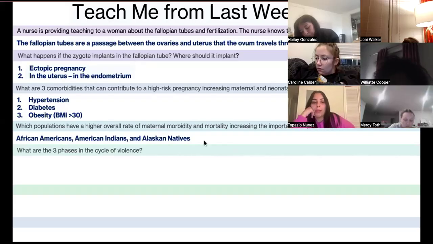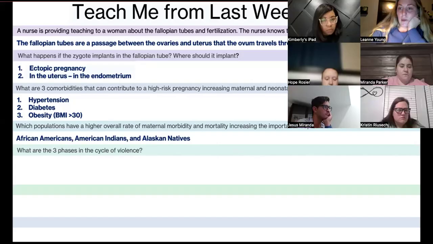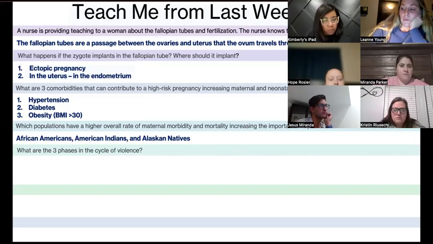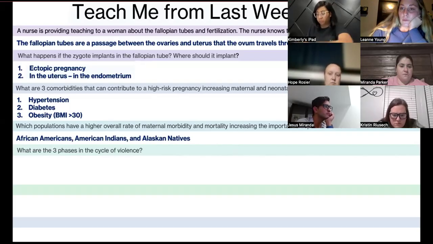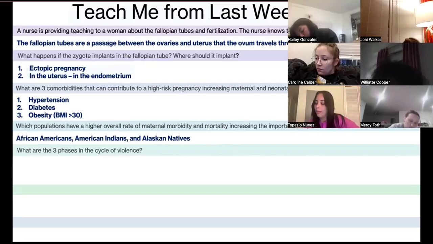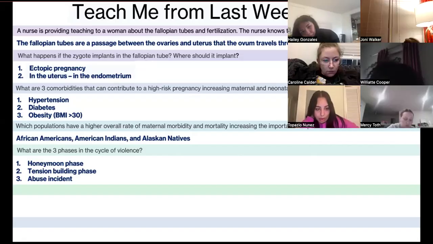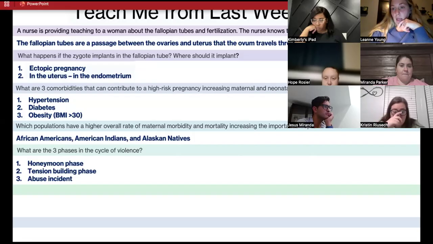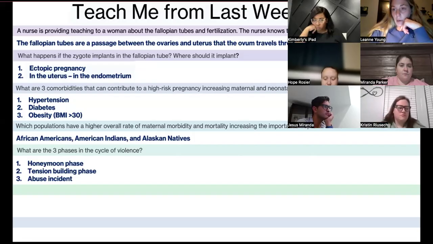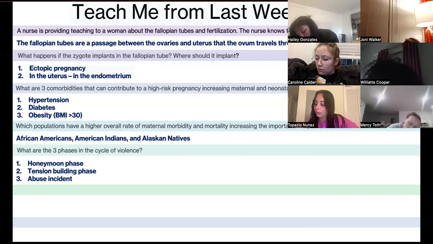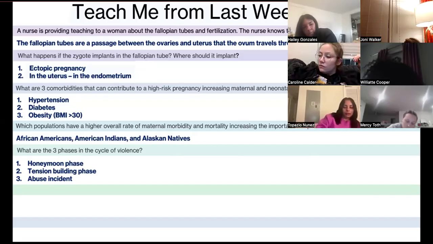What are the three phases in the cycle of violence? Is that the acute or abuse, the honeymoon, and the tension building? So it would be honeymoon, the tension building, and then the abuse incident. You have the honeymoon phase where everything is good and dandy, everybody's happy, lovey-dovey, very affectionate. Tension building is when there are little fights happening, then bigger fights happening, it builds and builds, and then the abuse incident occurs.